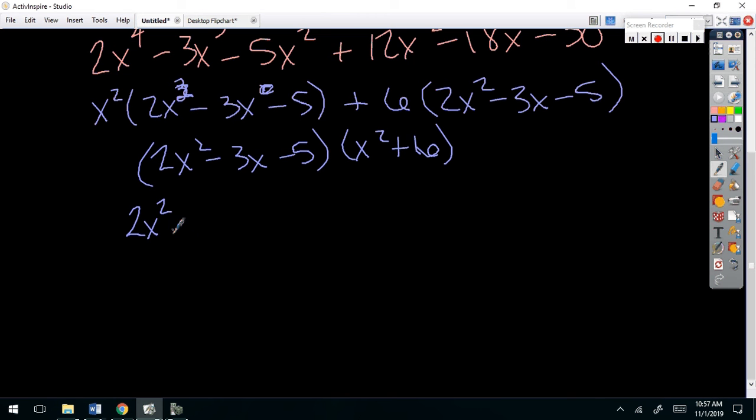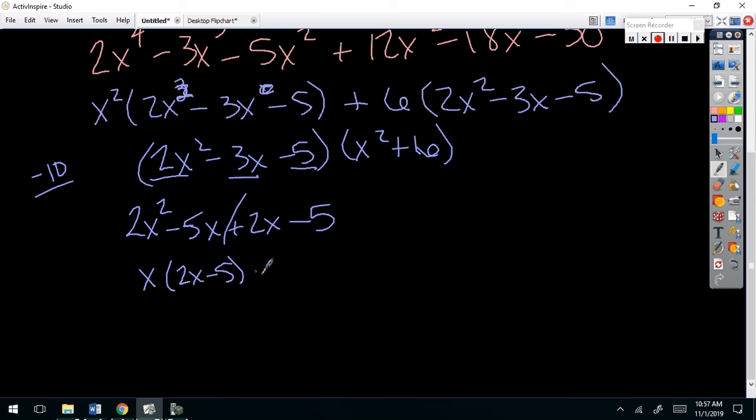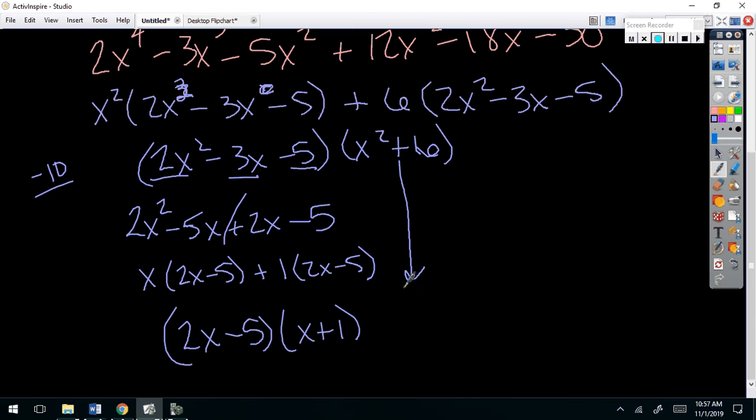Oh, okay, we're going back to quadratic factoring. So what multiplies to negative 10 but adds to negative 3? Negative 5 and 2. And so that becomes x, 2x minus 5, 1, 2x minus 5. So this quadratic factors as 2x minus 5, x plus 1. That's still a piece of it too.